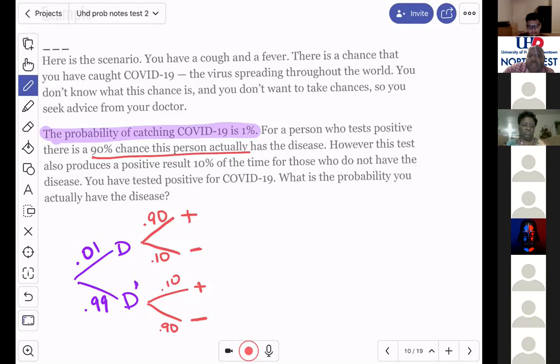Now that we have this tree made, here's my question, and here's the conditional part of the question. You have tested what already? You've tested positive. What is the probability you actually have the disease? If I set up a condition for this, what is the condition going to be? You have tested positive. So given what? Given that you are positive, what's the probability that you have the disease? That's how we set this conditional up.